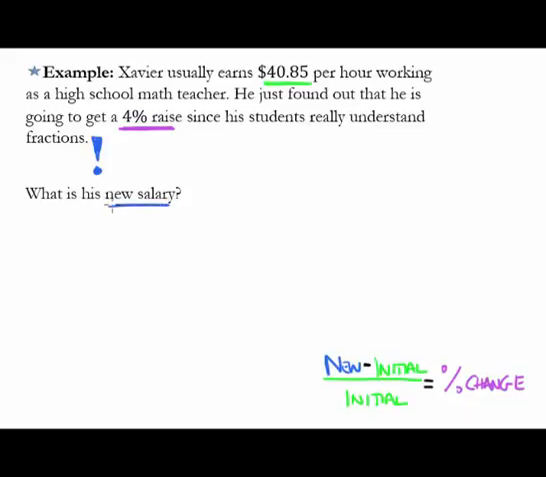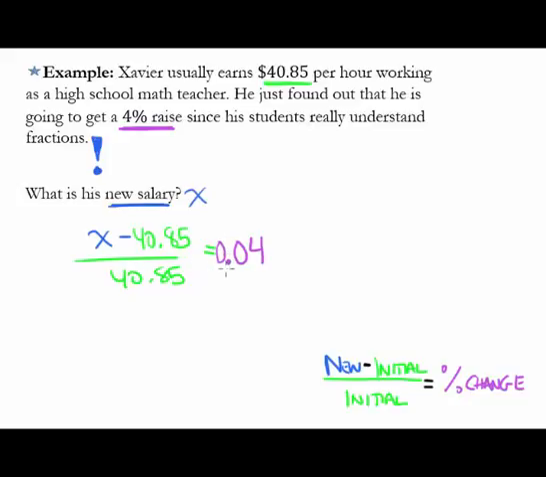Okay, so let's call his new salary x. This is what we're trying to find, and we can use this formula. We can write x minus his initial salary, $40.85, all over $40.85 equals his percent change, which is 4%. Now I can't just write 4%, because I have to turn it into a decimal we can actually work with. So I can write that as 0.04.